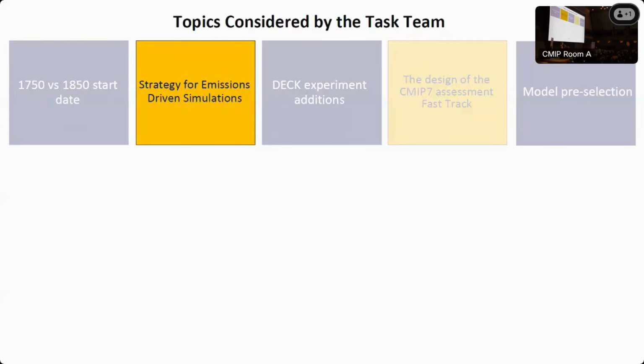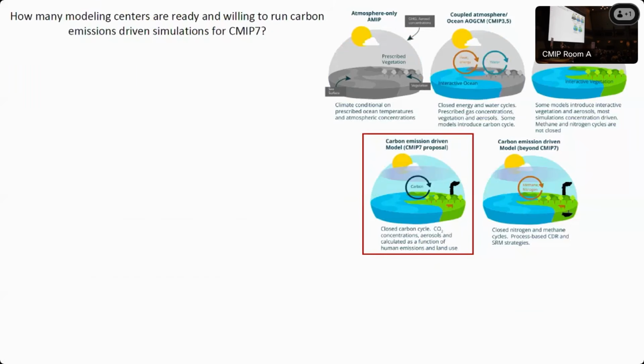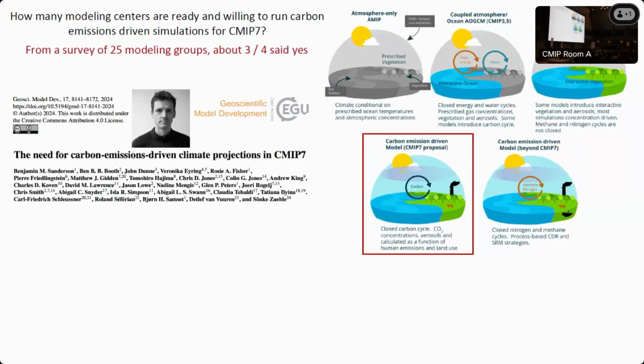We also discussed the strategy for emissions-driven simulations. And so we asked the question, how many modeling centers are ready and willing to run with a fully interactive carbon cycle and run with emissions instead of concentrations of carbon? There's definitely been things done in the past through C4MIP, but it's not been standard to run the CMIP experiments with emissions, and that's obviously the next step up in complexity. In answer to that question, from 25 different modeling groups, about three quarters said that they were ready to do that. And so that led to Ben Sanderson spearheading this effort.